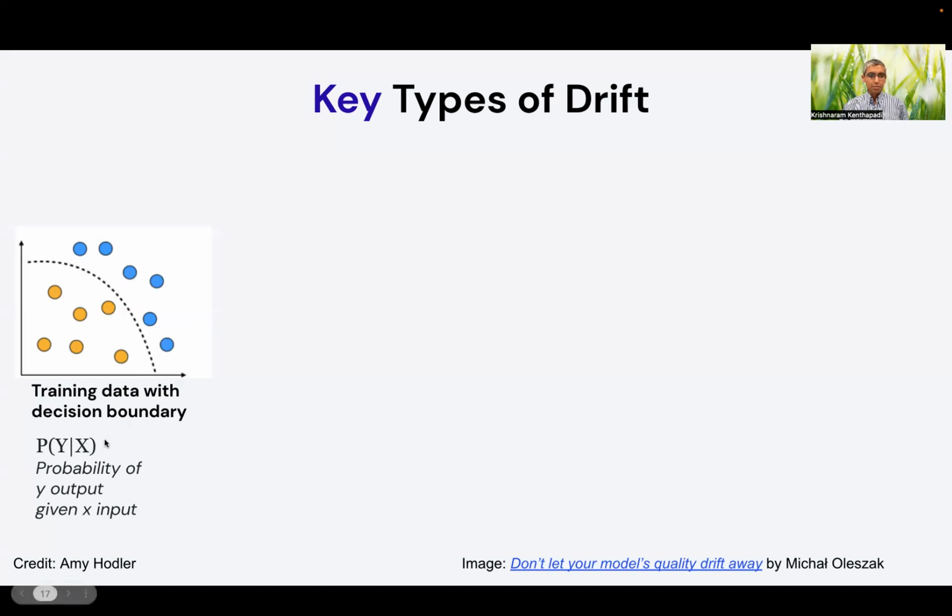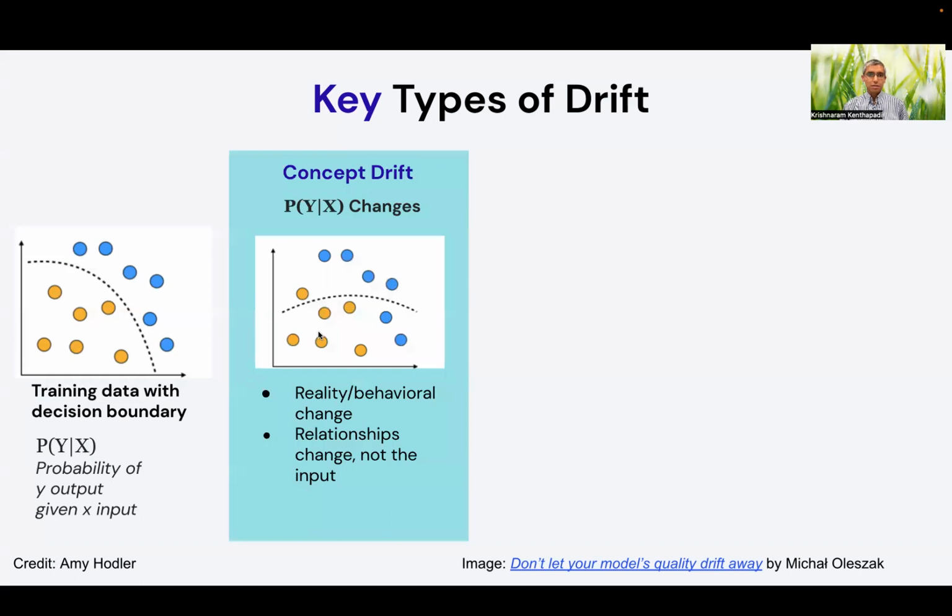Let's consider the probability of the target variable, in this case the color of the circle, given the input X, which is represented as the feature vector here. The first type of drift is what's often called concept drift, or sometimes real concept drift. Here, the relationship between the target variable and the input features changes. In other words, the probability of Y given X changes.